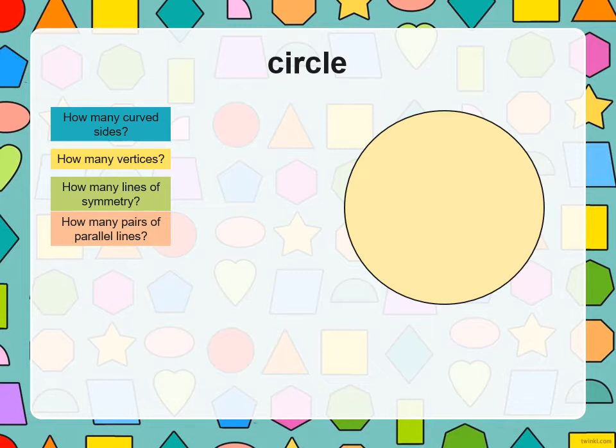Let's look at the symmetry of a circle and the properties of a circle. How many curved sides does it have? How many vertices? How many lines of symmetry? And how many pairs of parallel lines? Let's take a look. One curved side, no vertices. It's got an infinite line of symmetry. Take a look. And how many pairs of parallel lines? None. That's right.